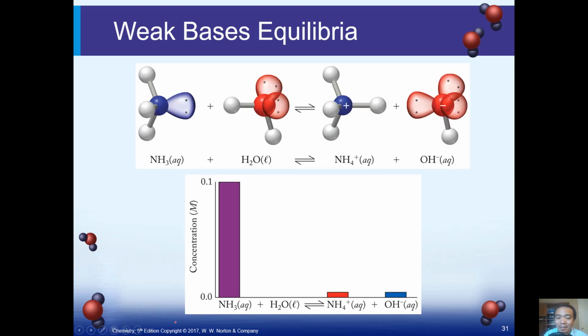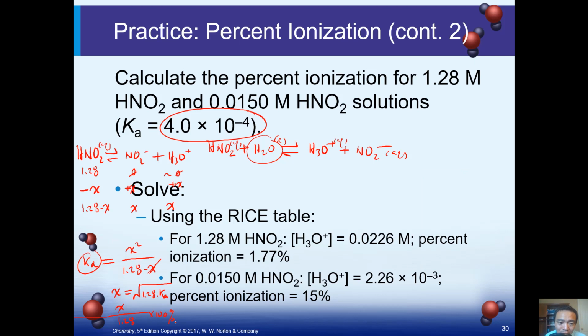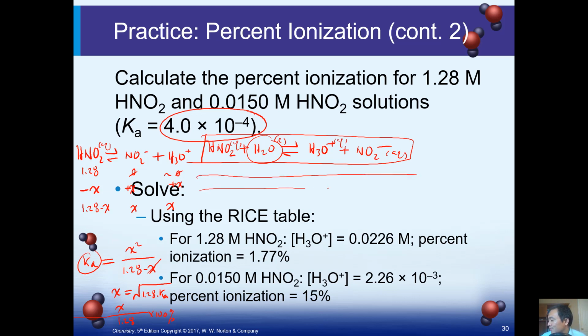Okay, I know this PowerPoint does not show you the details, so that's why here I'm showing you the details. For the lower concentration, we use 0.0150 in place of that 1.28. You can also do similar calculation. Okay, as I said, the ice table for the right side will be exactly the same, because for this ice table, I'm going to write this just briefly, okay?